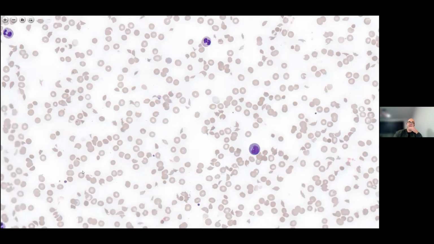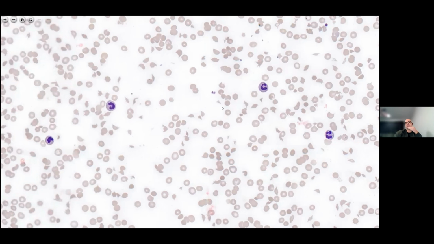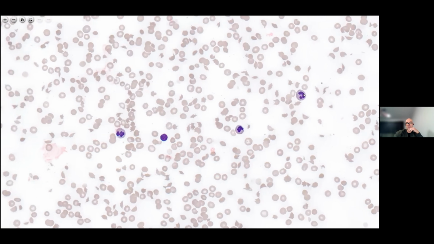below 1.5, and a neutrophilia would be above 7.5 or something, and the white cell count is 4.1. So it's probably around about the 3.5 mark. So it's a normal neutrophil count.